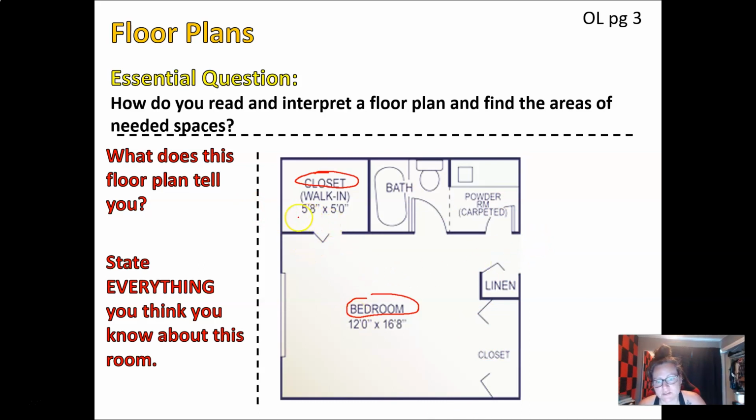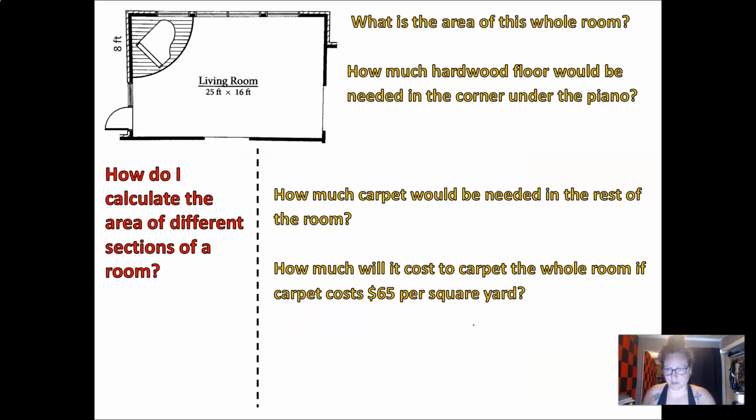And then also you can see some dimensions of some of these things. So the closet is 5'8" by 5 foot, so 5 foot 8 inches by 5 foot. The whole room is 12 feet by 16 feet and 8 inches. Okay. So those are the important things. All right. So what we're going to be doing is we're going to take those formulas and we're going to be finding the area of spaces.